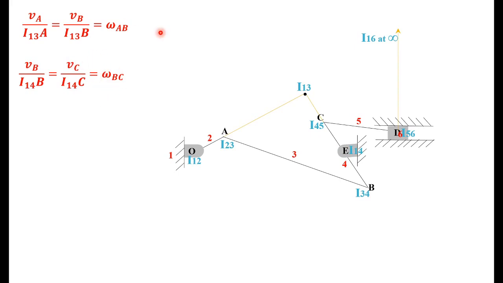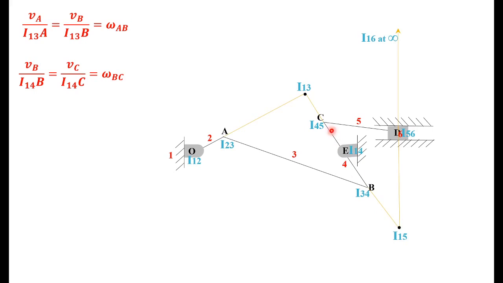Then the last part. After C, the question is the velocity of D. So C and D belong to which link? Link 5. Therefore, we know the velocity of C, and we have to find the velocity of D. Then which center do you have to locate? I15 only. So you locate I15. This is I15, already there in the previous diagram. Next you have to write the expression. The link is CD and the center is I15. VC divided by I15C, that is this distance, C to I15.